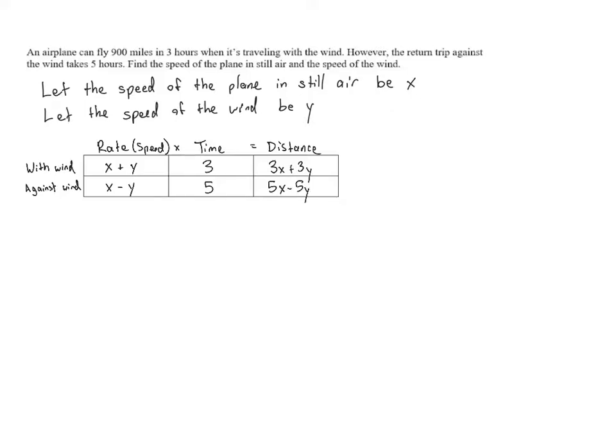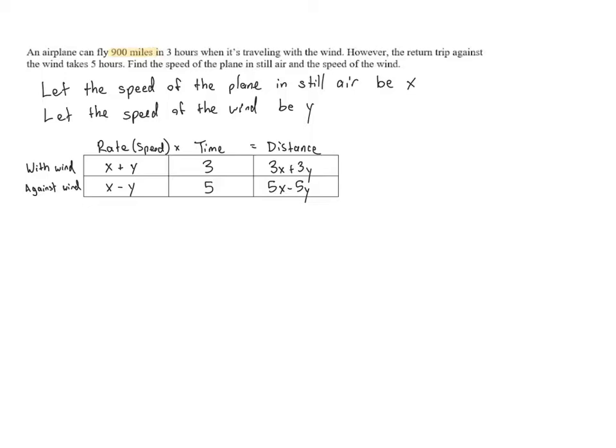Now we have all of our information filled out, and we have two variables, so we need a system of two equations that models the situation. If we look to see what information we haven't used yet, we haven't used the distance, 900 miles. So we have to figure out how we're going to use that, where that goes. Is that the total distance when we add the two trips together?